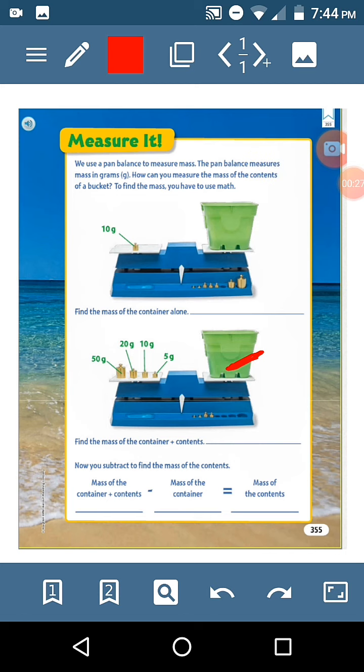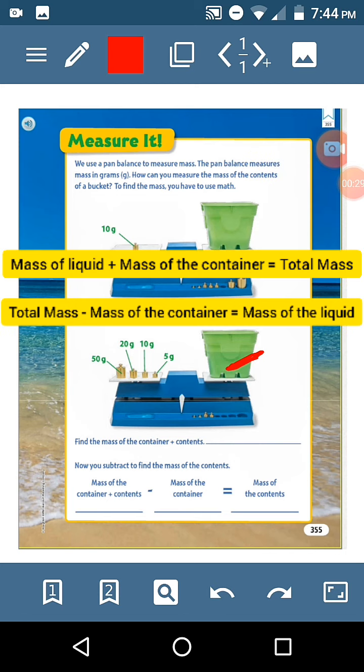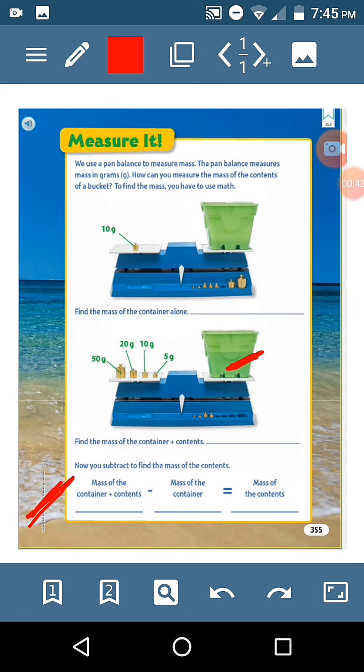Okay, now we're gonna find the mass of the bucket alone. Then we're gonna find the mass of the bucket with the liquid together. Then we have to what? To subtract to find the mass of the liquid alone. Are you ready? Let's start. Find the mass of the container alone.